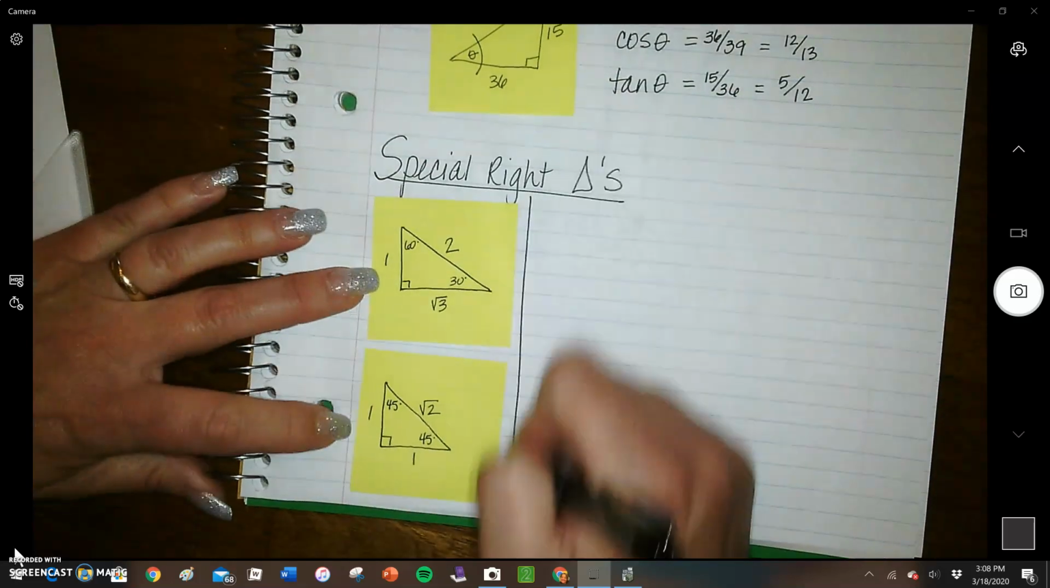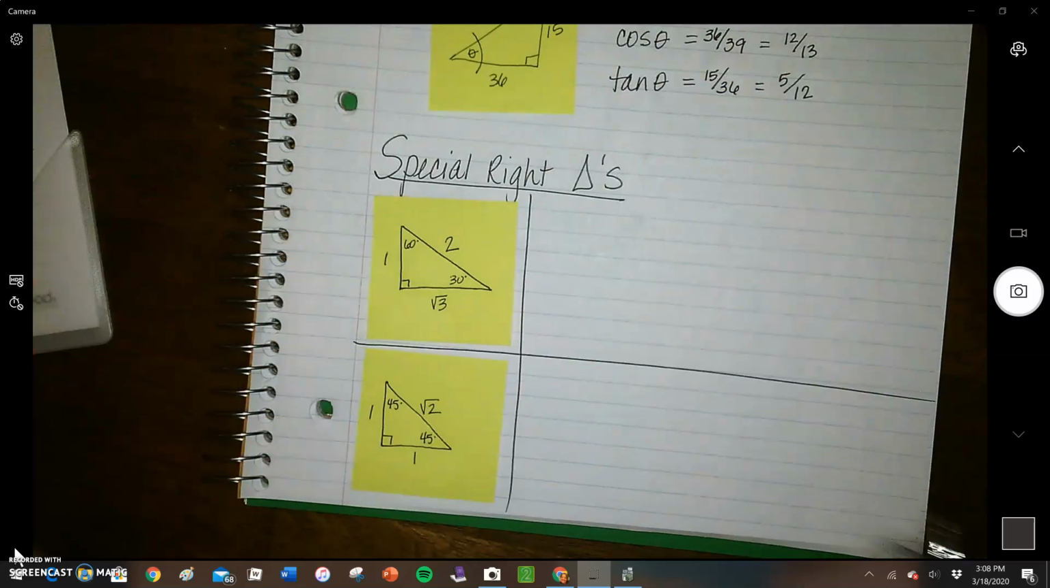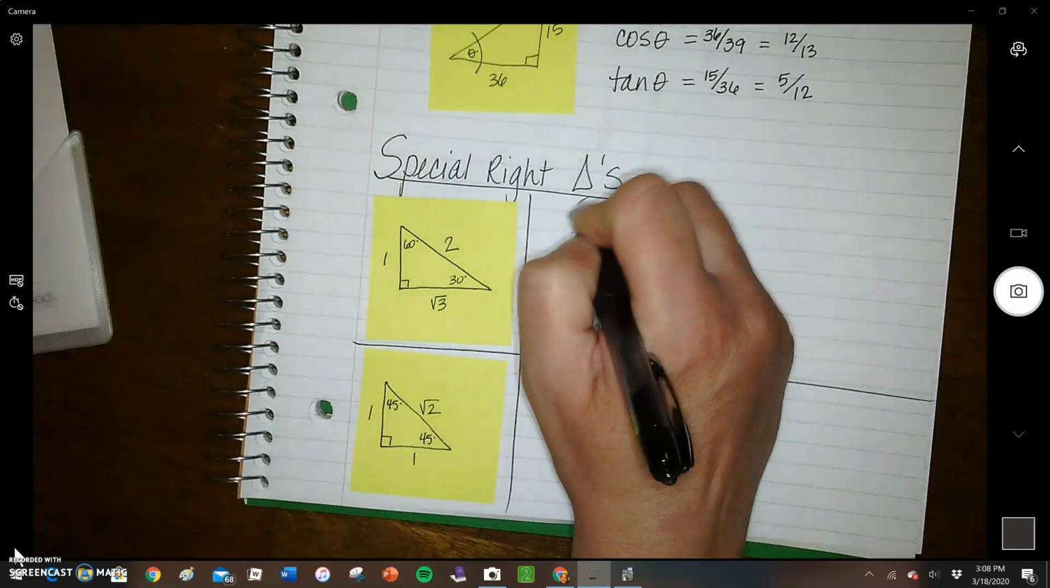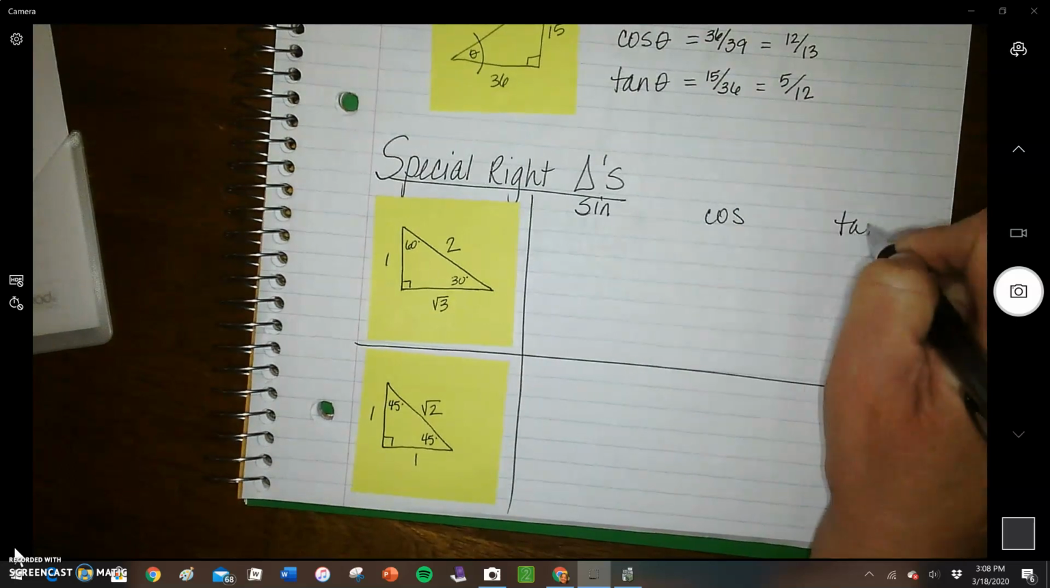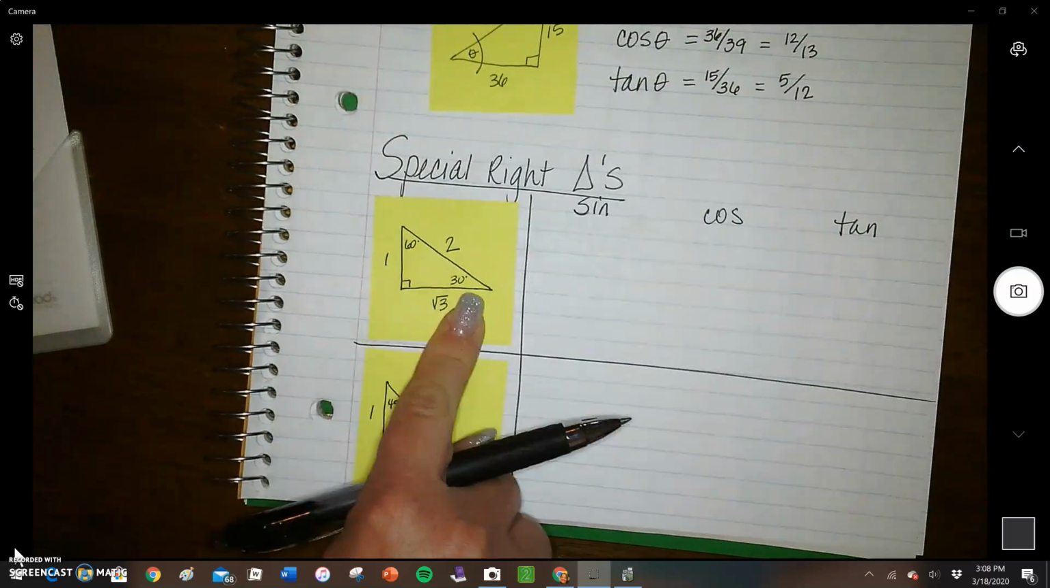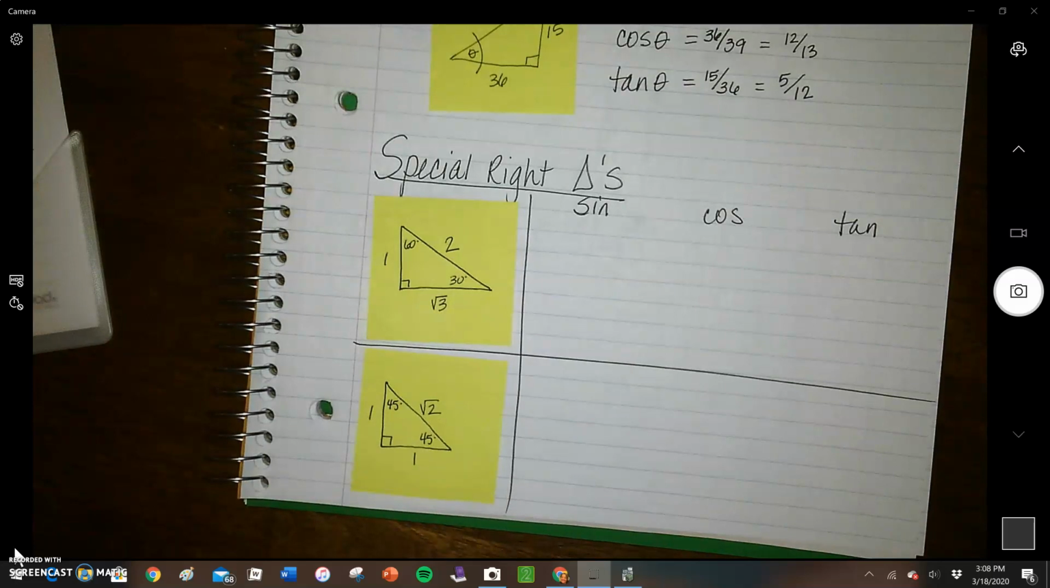What I want to do is find those three trig functions. I want to find the sine, the cosine, and the tangent of all of these angles: 30, 60, and then 45.